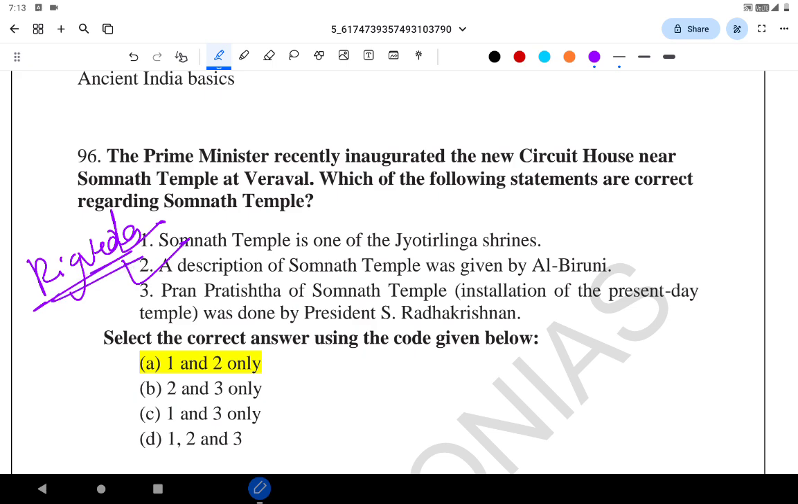Prana Pratishtha of Somnath Temple, the installation of the present day temple, was done by S. Radhakrishna. It is done by Rajendra Prasad. It's done by Rajendra Prasad.